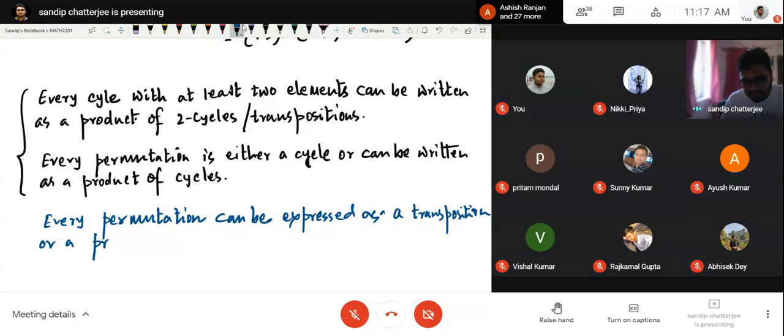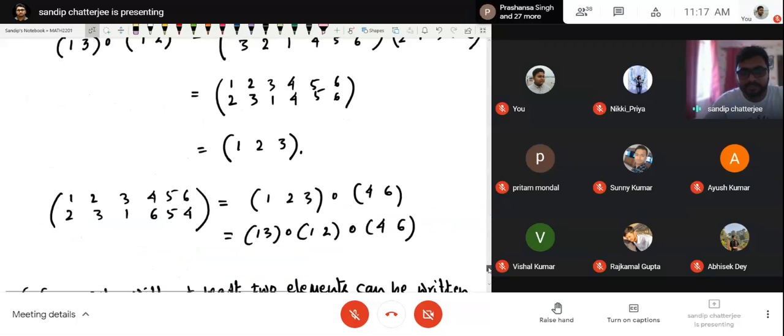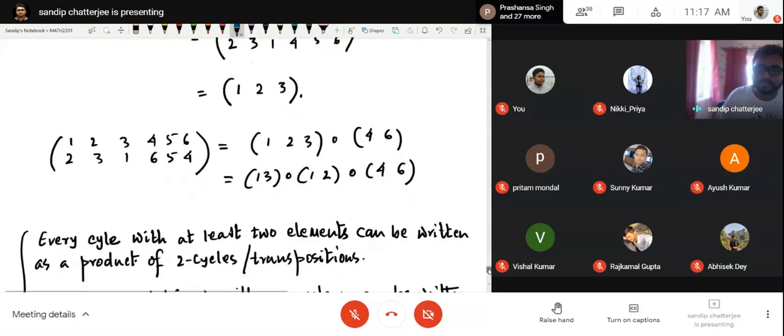If it is originally not a two cycle, then it can be written as a product of two cycles, as we have seen earlier, or as a product of transpositions. Transposition means a cycle of length 2, where you will see two elements. The example we have seen above shows how we can write a cycle as a product of transpositions. This permutation we have written as a product of transpositions.